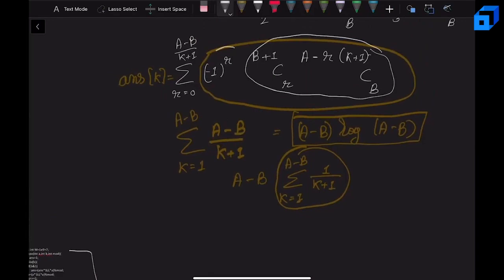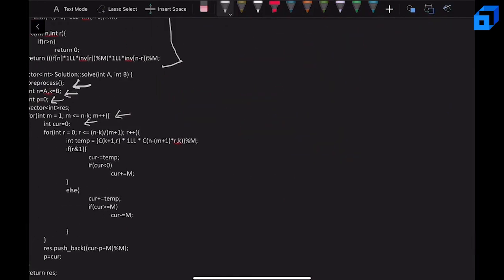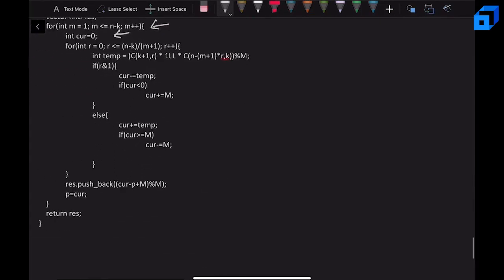So we also have to consider this term minus 1 raised to r. So if r is odd, we will decrease this value, current minus equal to temp, else current plus equal to temp. And now we know that the answer is current value minus previous value, answer of k minus 1. So current minus previous plus m modulo m, and we will simply return answer.